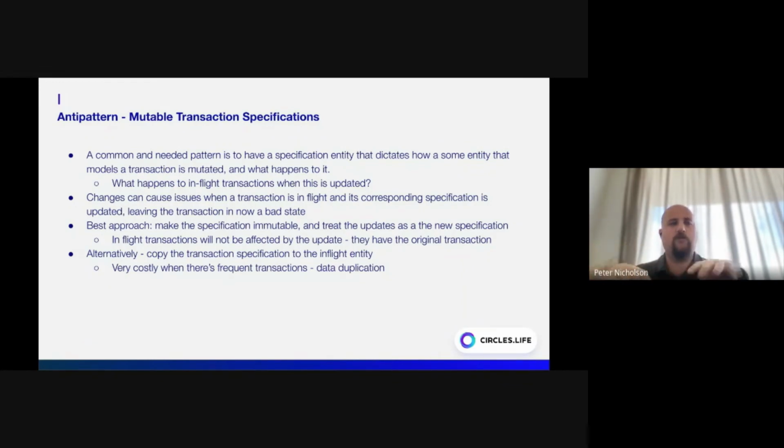If you do change them, a new one is created, which will mean that any in-flight transactions are unaffected. Or you create a copy of these under your in-flight transactions. So if you change the specification, the in-flight transactions are not affected. Calling this an anti-pattern might not have been the best call, but it is an important call out to think about how your services and your strategies are using these entities and what happens if they change.